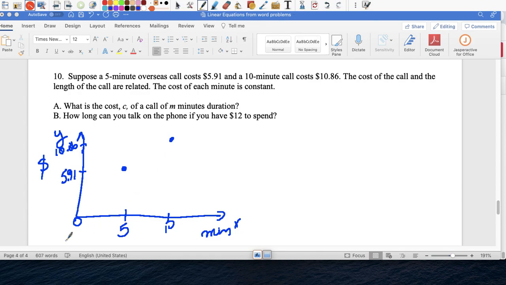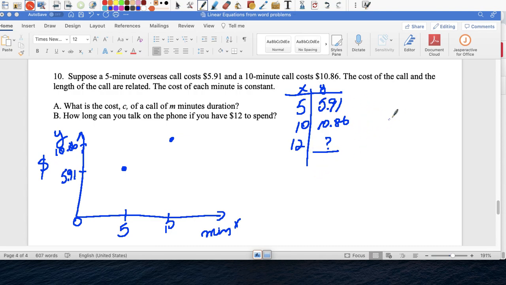All right. How are these two related? So again, if you want to write it like this as a table, x and y. So the function, the relationship that says if you put 5, you get 591 out. If you put 10, you get 1086 out. That's what that says. How are they related? What if you spend $12? How many minutes will you get? Sorry, if you call for 12 minutes, how much will you pay?